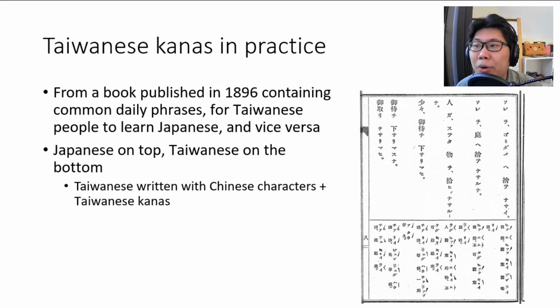Here's another example of Taiwanese kanas in practice. This is from a book published in 1896 containing common daily phrases for Taiwanese people to learn Japanese and vice versa. We can see Japanese on top, Taiwanese on the bottom. Taiwanese is written again with Chinese characters plus Taiwanese kanas next to them. All the sources I'm using have links in the descriptions, and they are free to access the whole thing if you want to just get a better look.